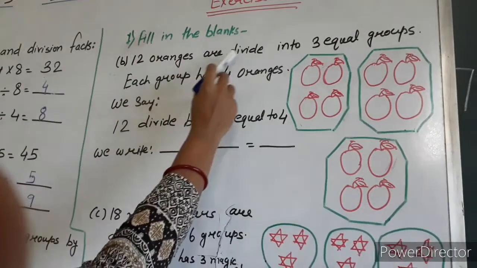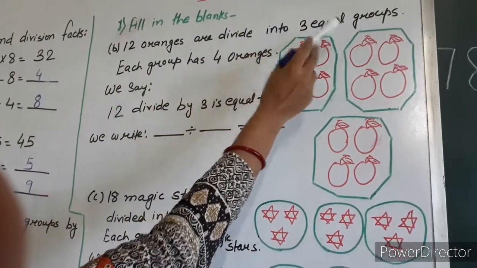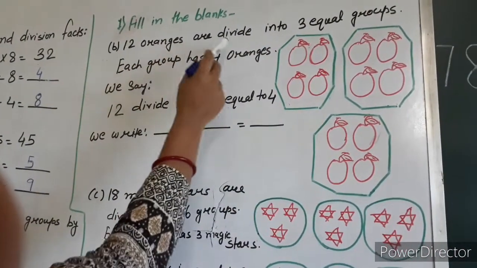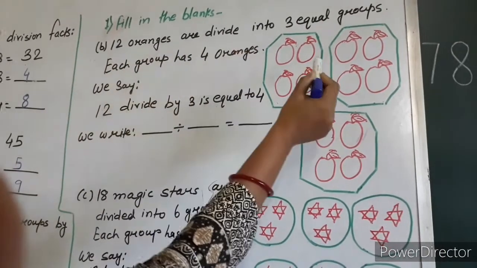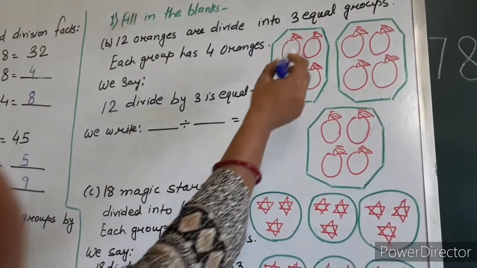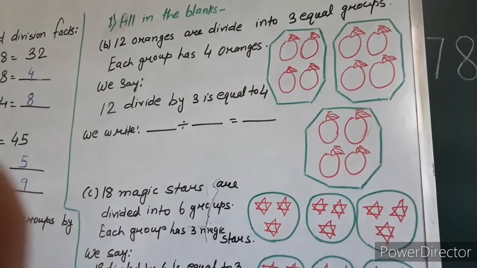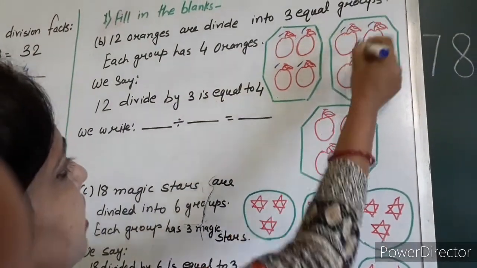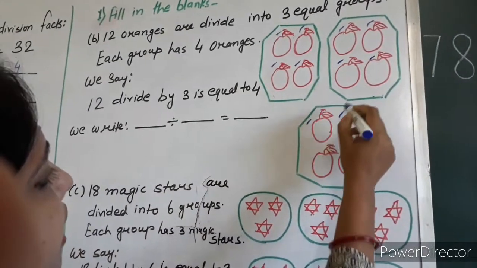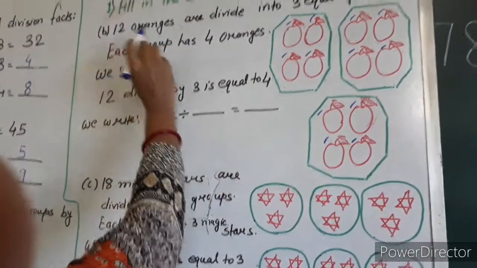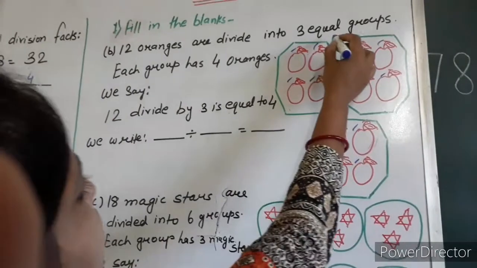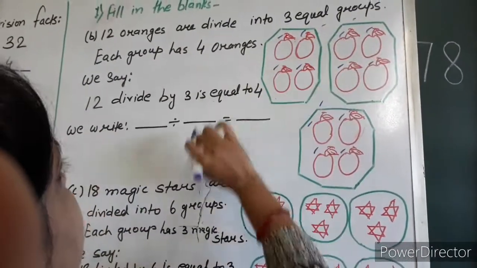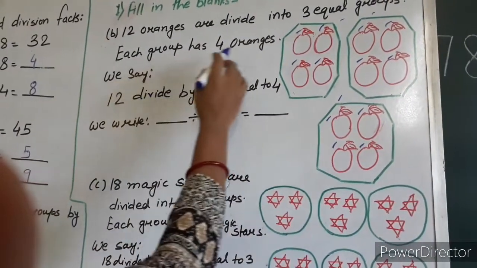12 oranges are divided into 3 equal groups. How many oranges are there? 12 oranges. This is divided into 3 equal groups. Let's count 1, 2, 3, 4, 5, 6, 7, 8, 9, 10, 11, 12. The 12 oranges are divided in 3 equal groups. 1, 2, 3. The 3 equal groups. Each group has 4 oranges.